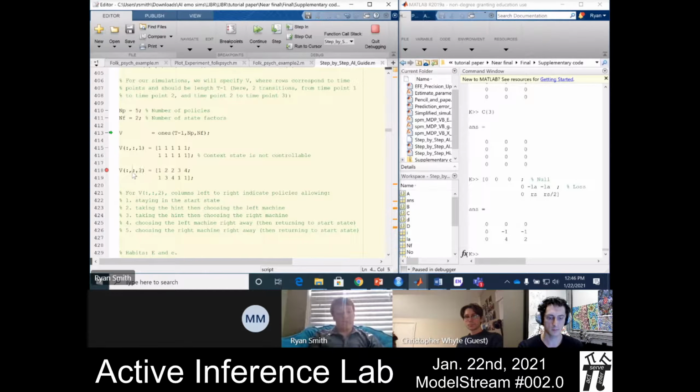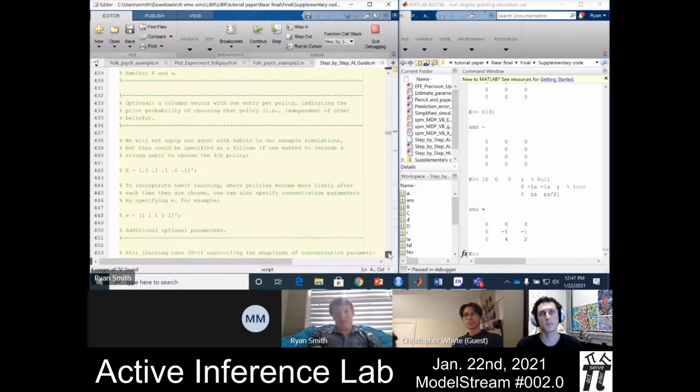And I can keep it that way. I just wrote this explicitly so you could see it. This just means it can only choose to stay in the same context every time, so that's not something the agent knows or can control. Whereas for state factor 2, I can define each of these possible policies. Stay in the start state; take the hint, and then choose the left machine; take the hint, choose the right machine; choose the left machine, and then go back to start; choose the right machine, and then go back to start. And I describe what each of those means in this 1, 2, 3, 4, 5 list down here.